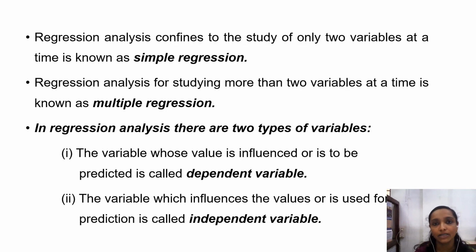If regression analysis is used to study two variables at a time, it is called single regression, whereas if we are using more than two variables at a time, it is called multiple regression. In regression analysis, two types of variables are involved: the dependent variable and the independent variable. The variable whose value is influenced or to be predicted is called the dependent variable, whereas the variable used to predict the value of the other variable is called the independent variable.